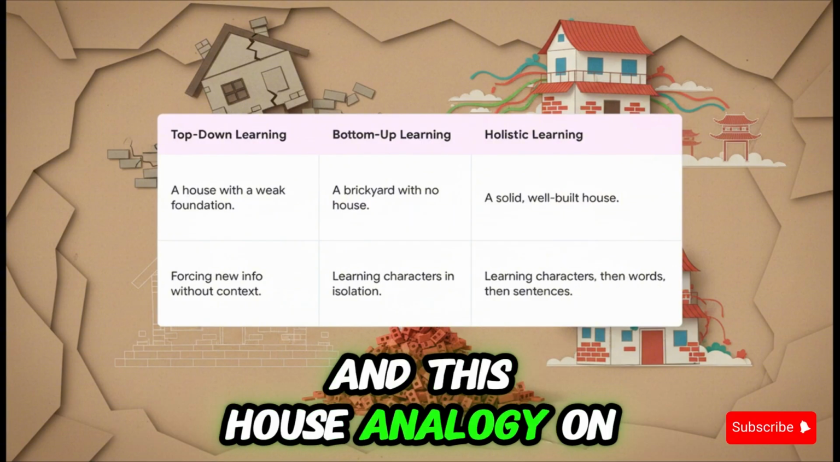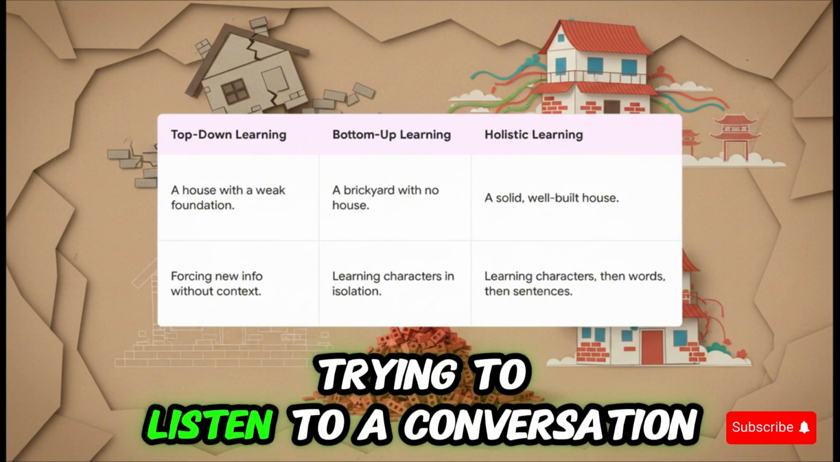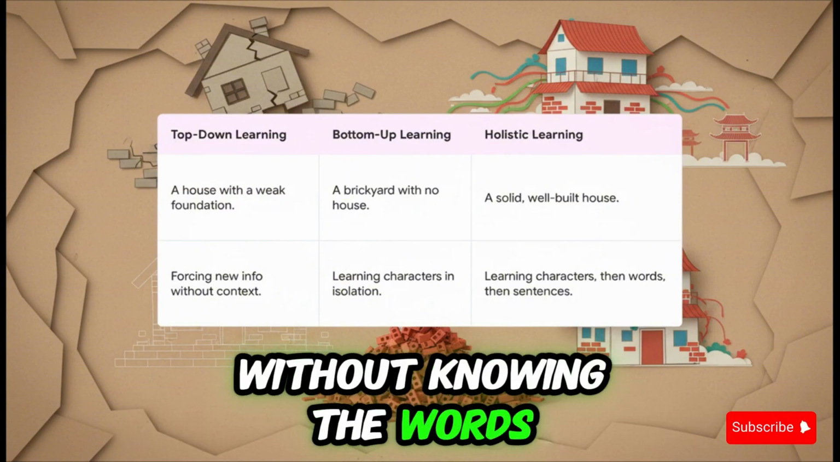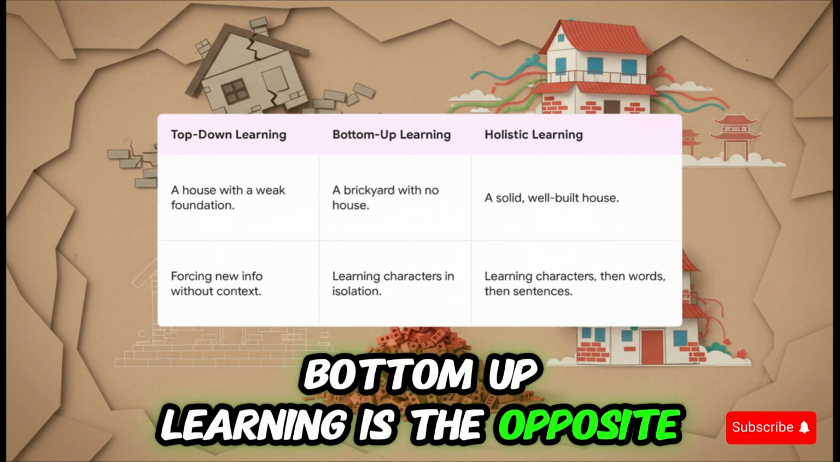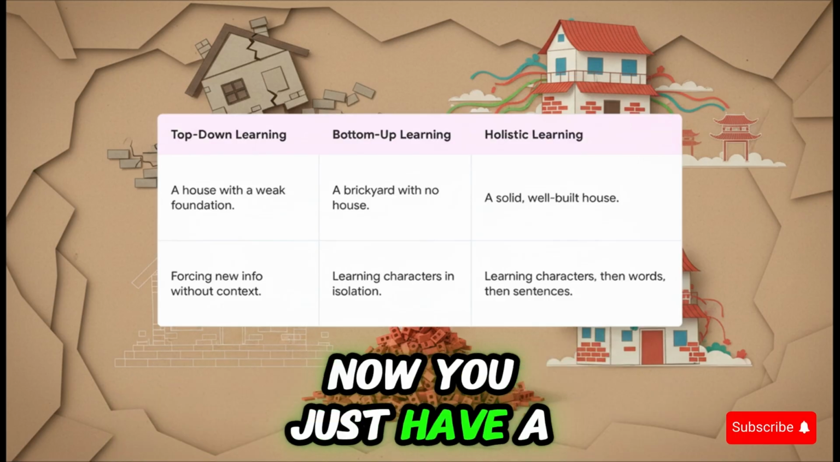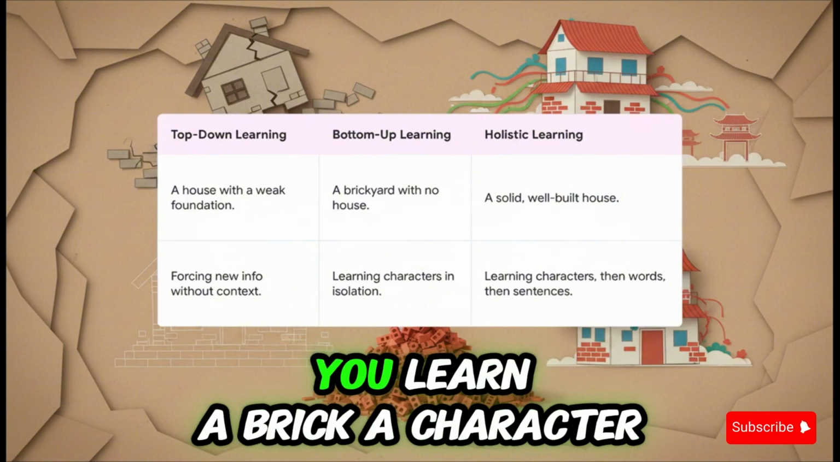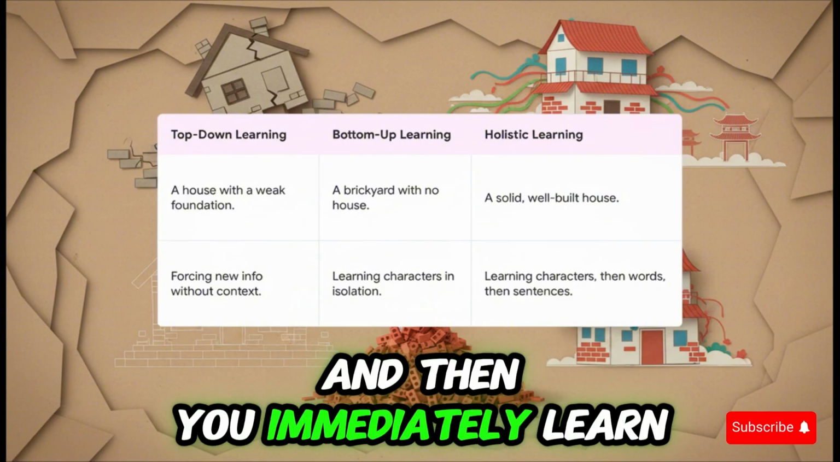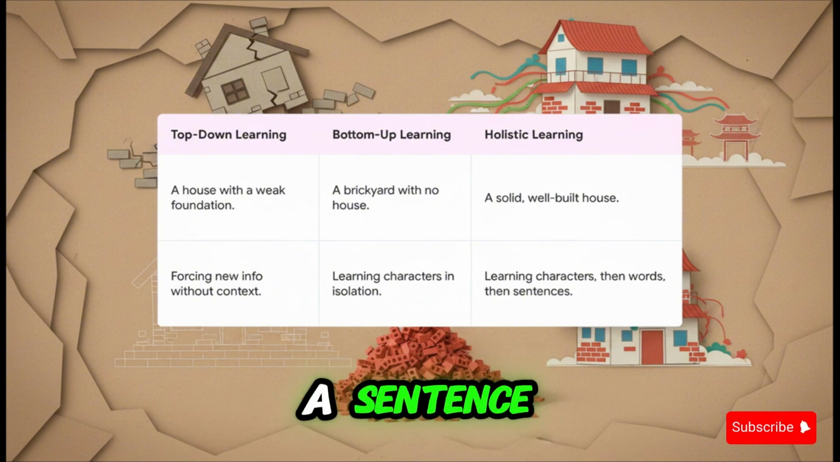And this house analogy on the screen explains it perfectly. Top-down learning is like trying to listen to a conversation without knowing the words. It's a house with no foundation. Bottom-up learning is the opposite, memorizing 3,000 characters by themselves. Now you just have a pile of bricks, but no house. Holistic learning is the sweet spot. You learn a brick, a character, and then you immediately learn how it builds a wall, a word, and how that wall fits into the whole house, a sentence.